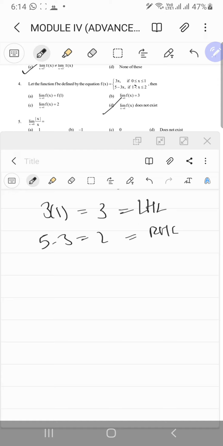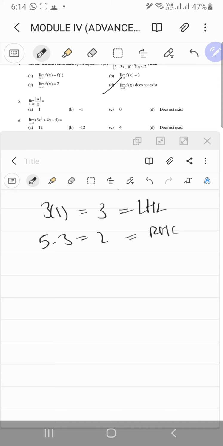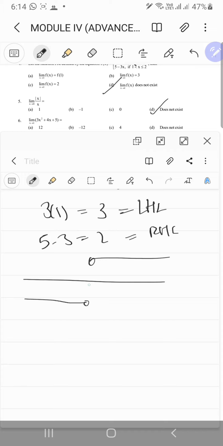Right, this should be like that. Okay, so the next question is limit x tends to 0 of mod x upon x. Right, so it tends to 0. So basically this is just the signum function. So this does not exist because the graph is something like this. The graph of mod x upon x is something like this, right? And this point is 0.